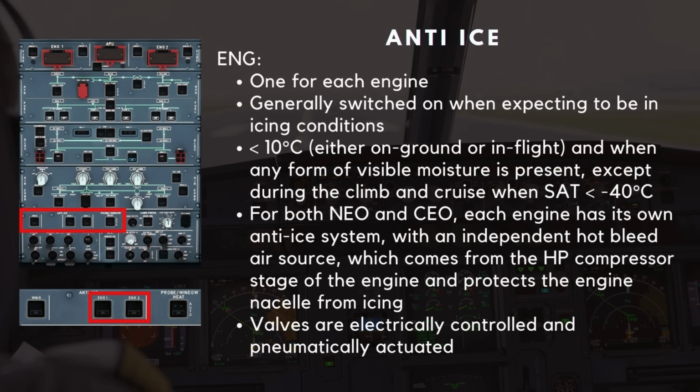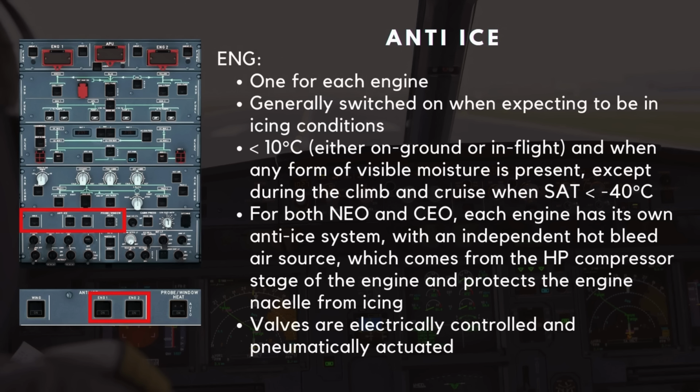Next is the engine anti-ice push buttons. There is one for each engine. These are generally switched on when expecting to be in icing conditions. And icing conditions exist below 10 degrees C, either on the ground or in flight, and when any form of visible moisture is present, except during the climb and cruise when the static air temperature is below -40 degrees C.